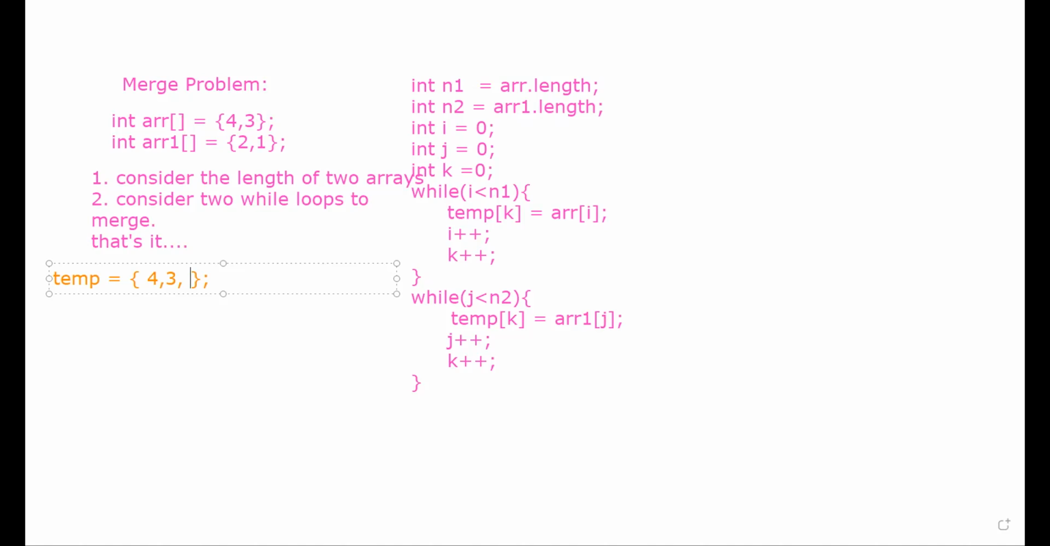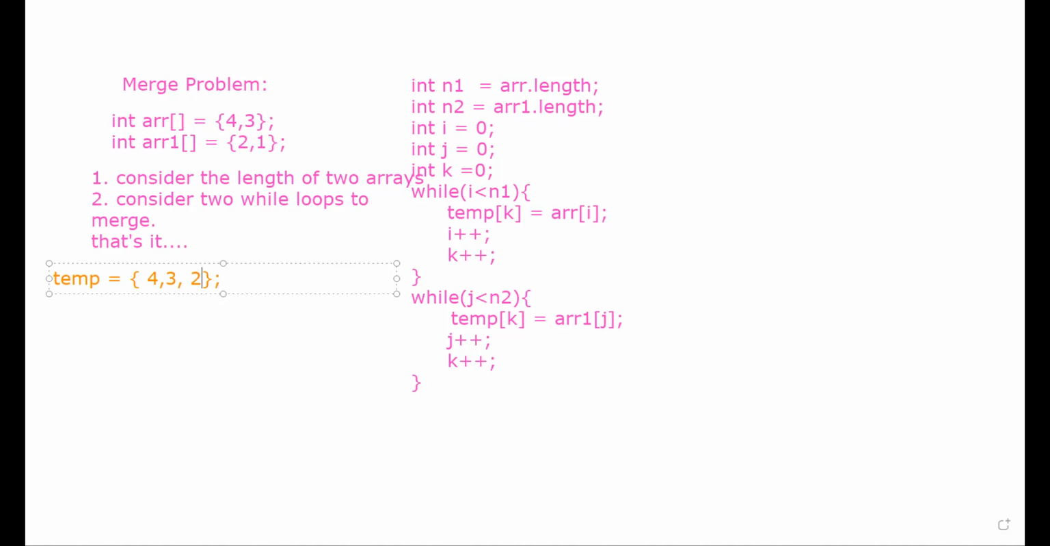Here again, while j less than n2 is present, in this case, 0 less than 2, yes, it's true. Now, as temp of k, the value of k is already 2, what we will do now is temp of 2 is equal to array 1 of, this is the main point here, array 1 of 0. What is the value of array 1 of 0? It's 2. So now 2 gets settled in temp of 2. Now here j is getting incremented and k is also getting incremented, right? Now k is getting incremented to 3, j is getting incremented to 1.